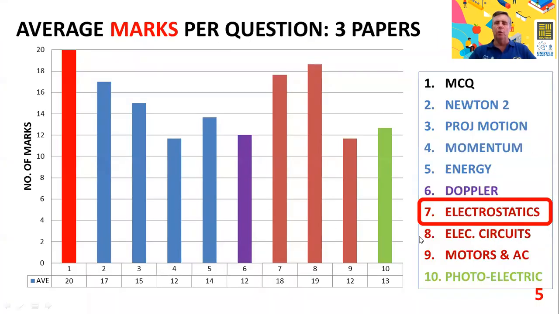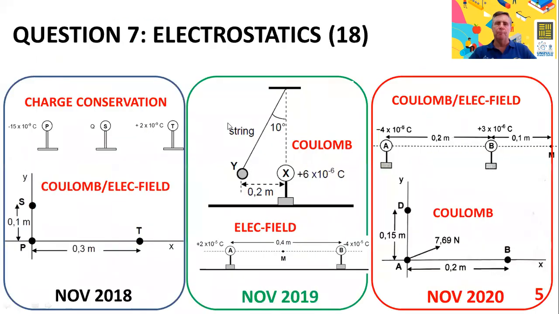This is usually quite a long question. Question 7 is the electrostatics question, and on average over the last 3 exam papers, it has averaged 18 marks. The second longest question of the long questions, obviously multiple choice, is always 20 marks. 18 marks is 12%, and that can make the difference between 29% and 41%. So it's a really important question, which we need to prepare well for.